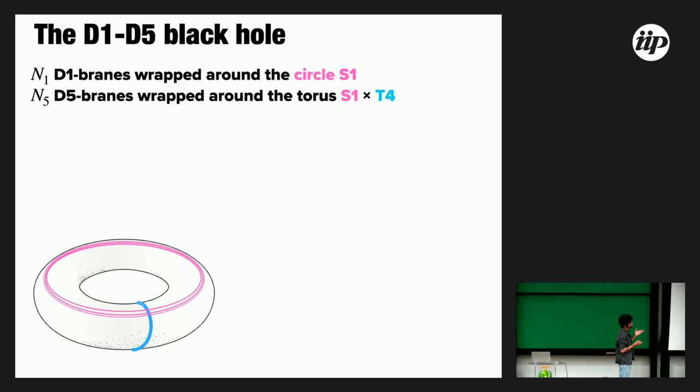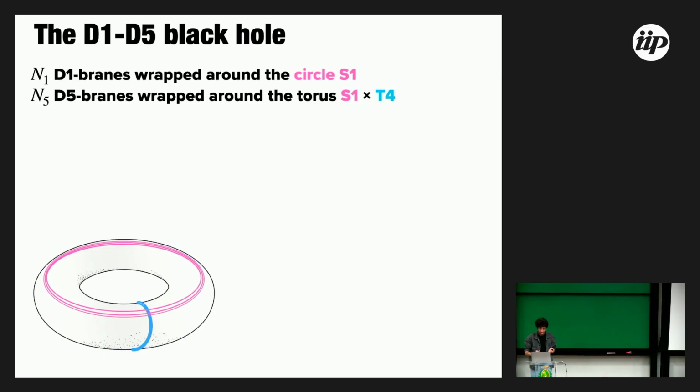Let me try to explain the ingredients. First, you take D1 branes, a large number of them, and you wrap them around a circle S1. The circle is going to be large. Then you take N5 D5 branes, and you wrap them around a torus, which is made by this large circle S1 and another smaller torus T4. This T4 eventually you compactify, you make it microscopic, but S1 remains large.